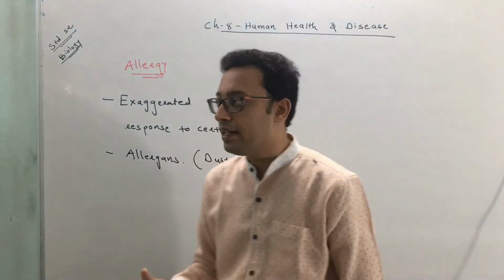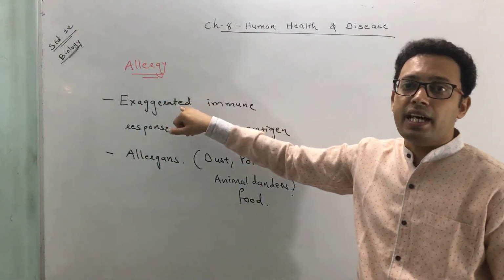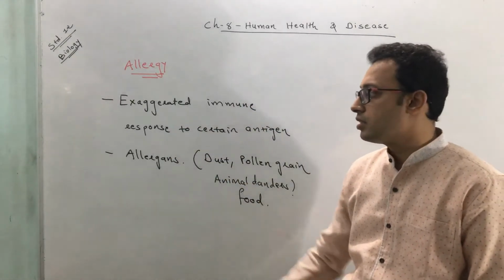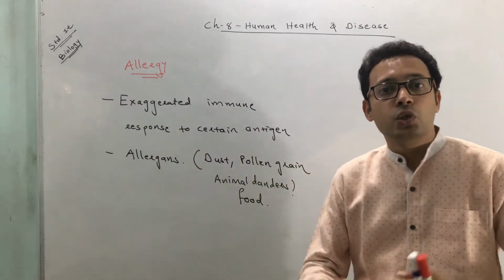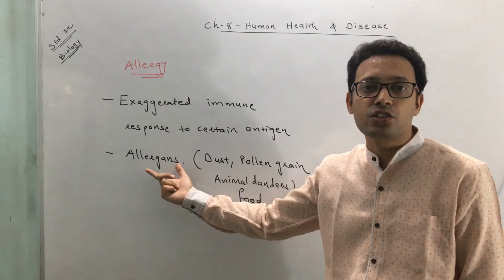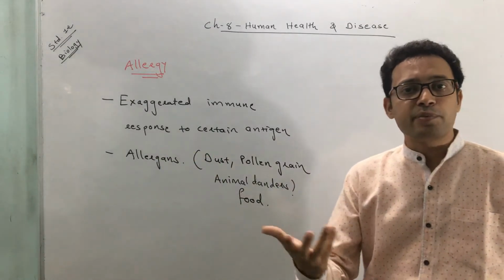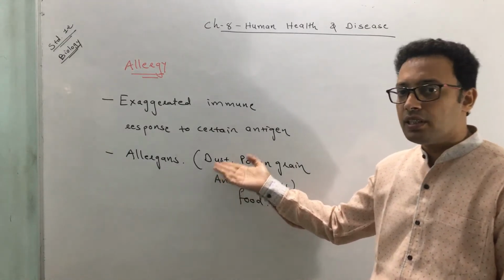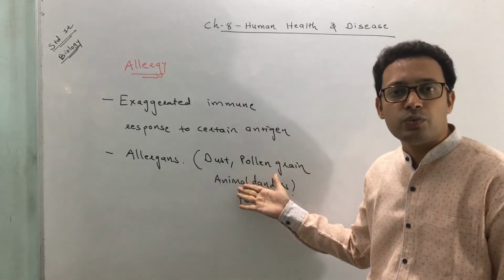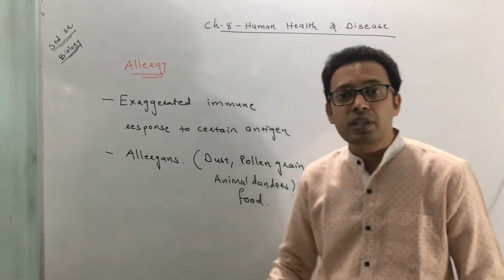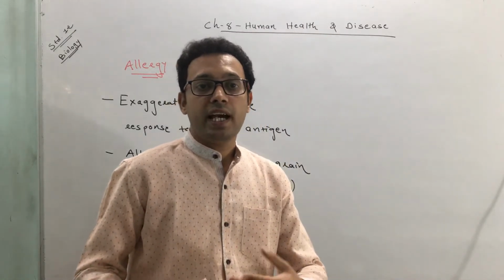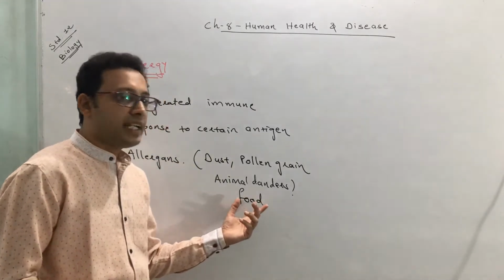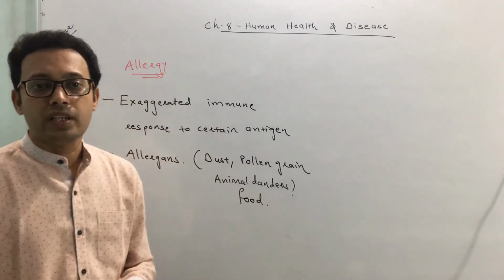So again, what is an allergy? It is an exaggerated immune response to a certain antigen. The substance towards which the host shows the allergy is called an allergen. Many substances can act as allergens, and it varies from person to person. Some people have allergy to dust, some to pollen grains, some to animal dander, some to food, and some to certain scents and perfumes. These are the common allergens we can find.